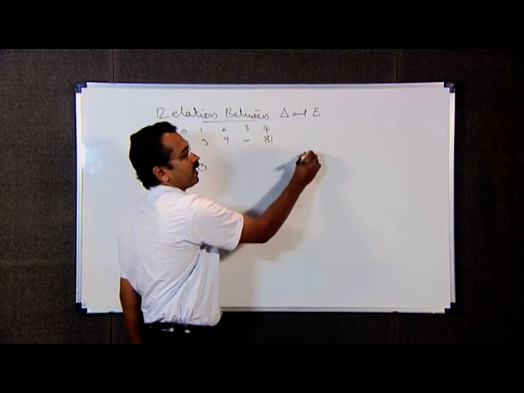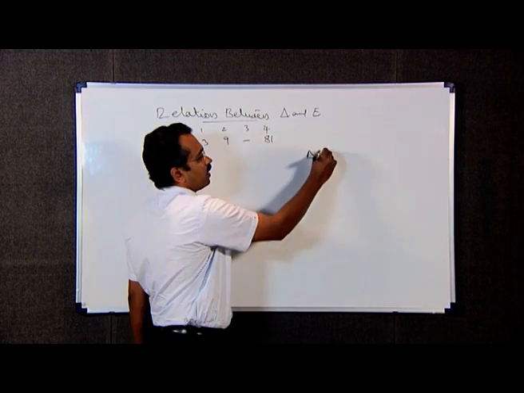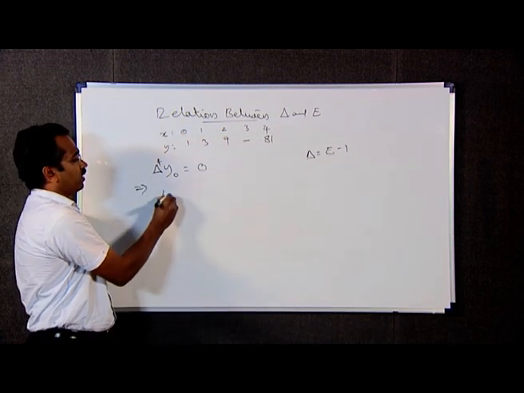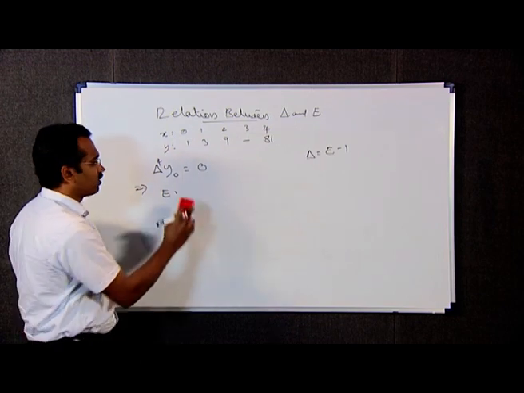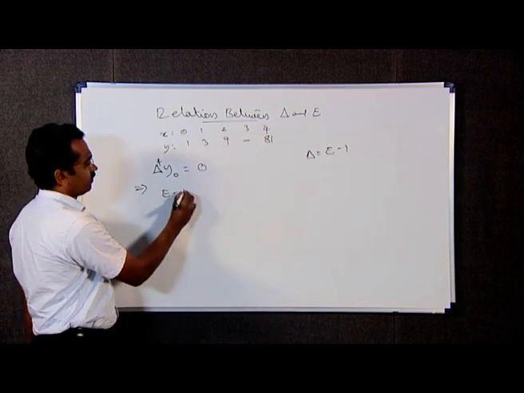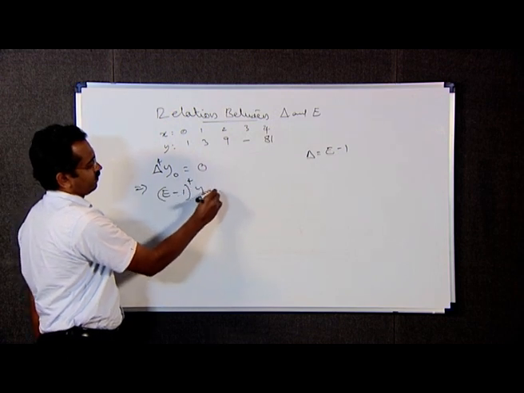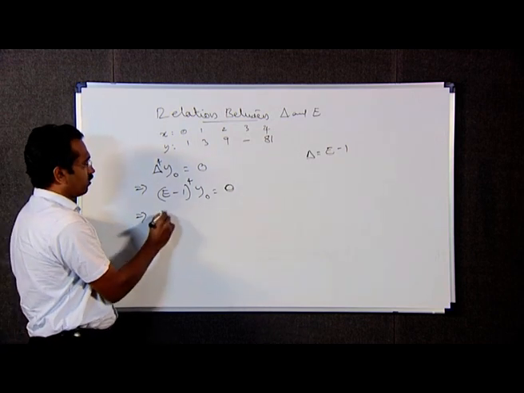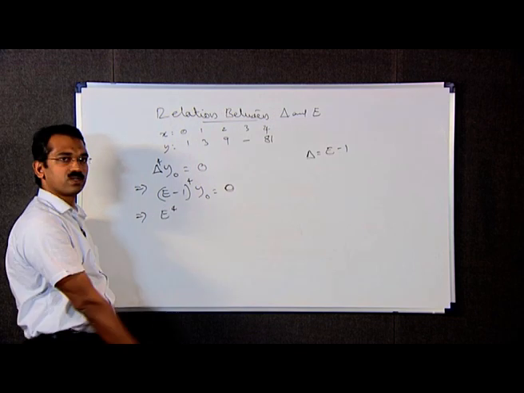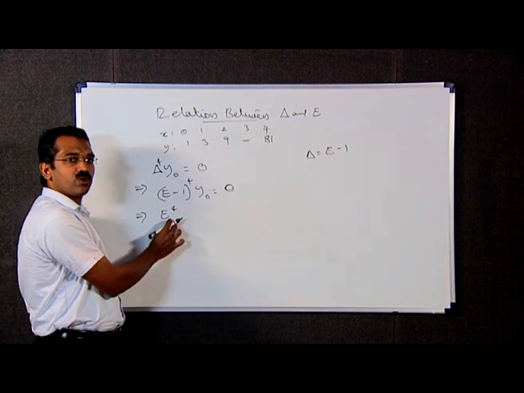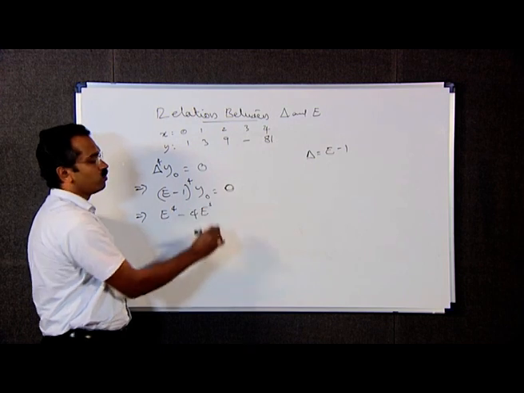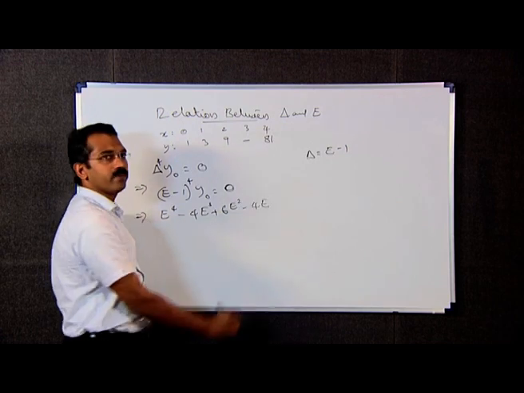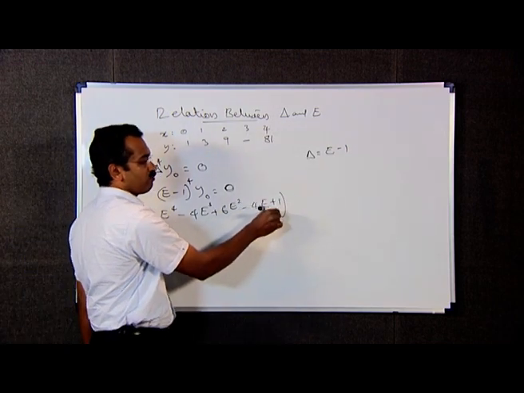By the identity, we have delta is equal to E minus 1. This implies (E minus 1) raised to 4 of y naught is equal to 0. On the expansion of (E minus 1) raised to 4, we can write (E raised to 4 minus 4 E cube plus 6 E square minus 4 E plus 1) of y naught is equal to 0.